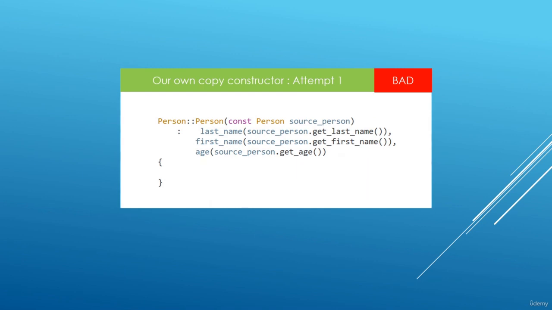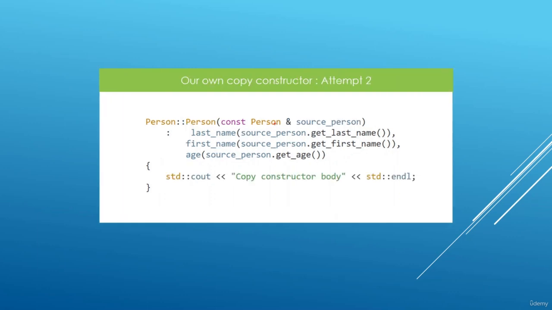Okay, so the first attempt here is really bad. It's not going to work. If you're trying to use it, you're going to get a compiler error. But we can try and pass by reference. And that's what we have here. We are passing our source person by reference here, and it is by const reference because we don't really want to modify it. And we are doing the same thing we did in the last attempt in our initializer list here. Last name is going to be initialized with the last name of the source person. First name is going to be initialized with the first name of the source person. And the age is going to be initialized with the age of the source person here.